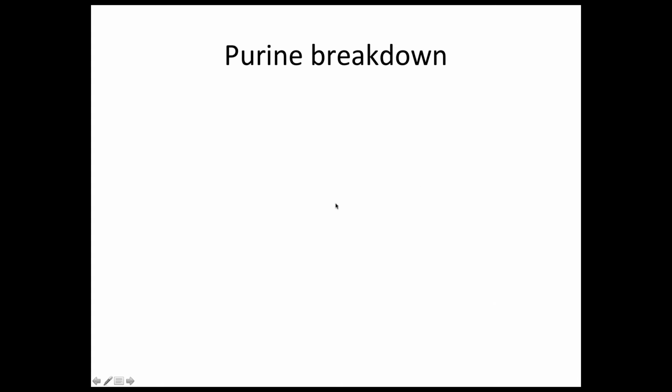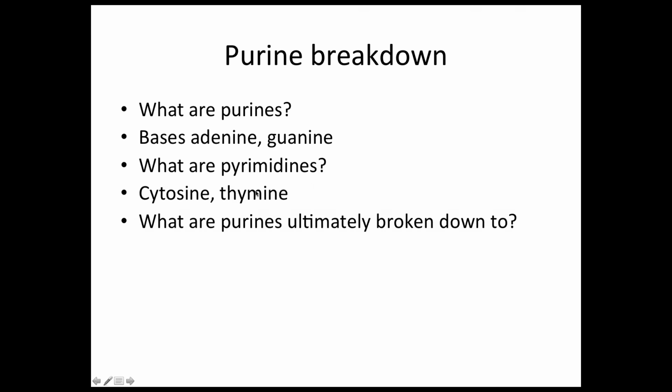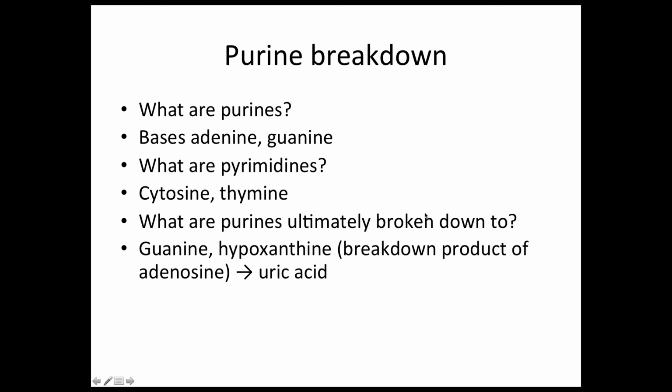Perfect. So purine breakdown. Again, we're going for big picture stuff. So Anna, what are purines? What are the names of the purines? Adenine and guanine. Adenine, guanine. How about pyrimidines, Anna? CUT: cytosine, uracil, and thymine. Yeah, perfect. So what are purines ultimately broken down into, Heidi? Uric acid. Yeah, perfect.